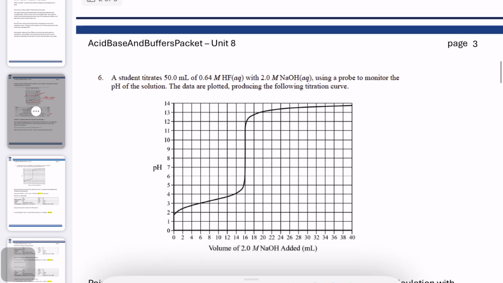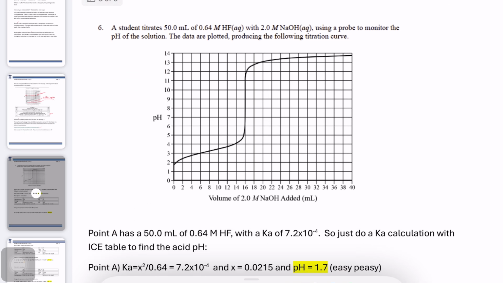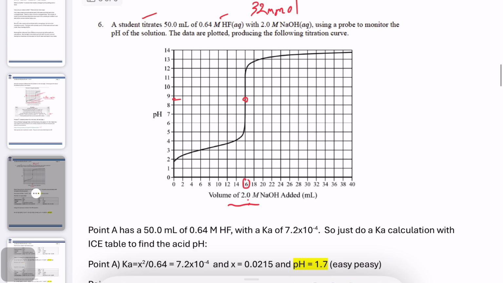So let's begin. In this problem, a student titrates 50 milliliters of 0.64 molar hydrofluoric acid. When you multiply those together, you get 32 millimoles of acid. And as you add base, it's all about that base. 16 times 2 is 32. So obviously that's the equivalence point. Just looking at the graph, some AP questions just ask what's the region of the equivalence point. So it's about 8 or 9, and we'll calculate that in a few moments.